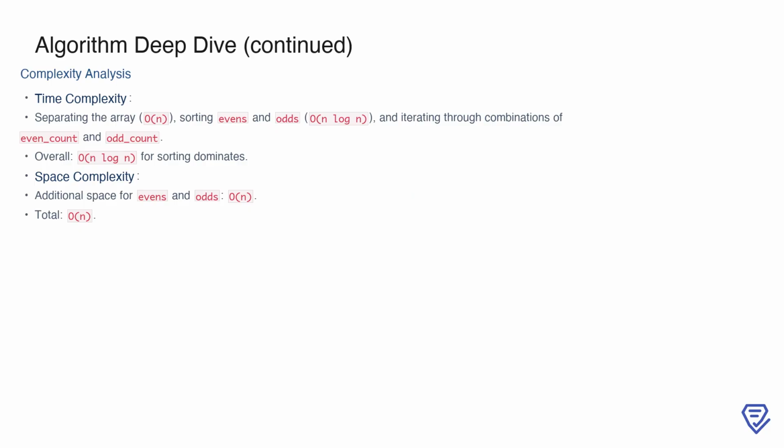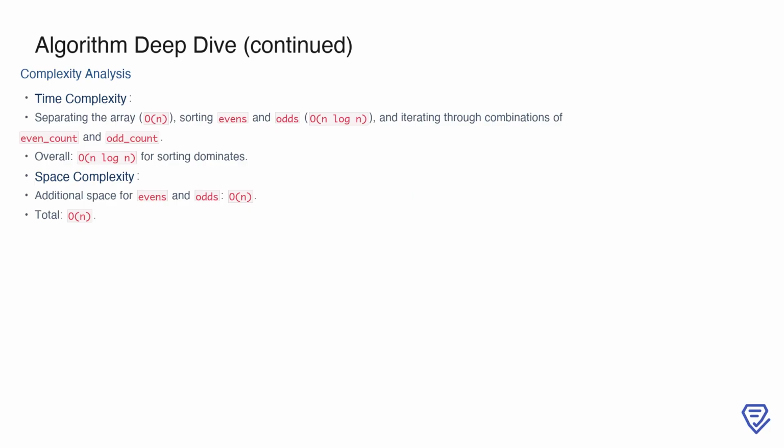Analyzing the complexity of the algorithm, we can see that the most computationally expensive step is sorting the evens and odds lists, which takes n log n. Separating the numbers into these two lists requires a single traversal of the array, which is n. Iterating through the combinations of even_count and odd_count involves additional computations, but since the dominant factor is the sorting step, the overall time complexity is n log n.